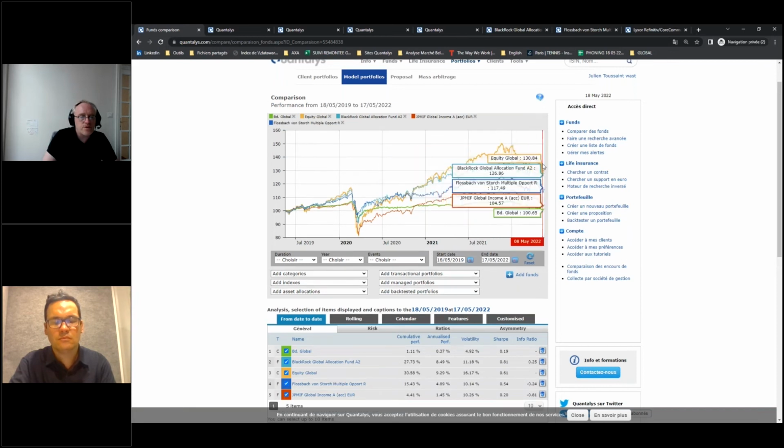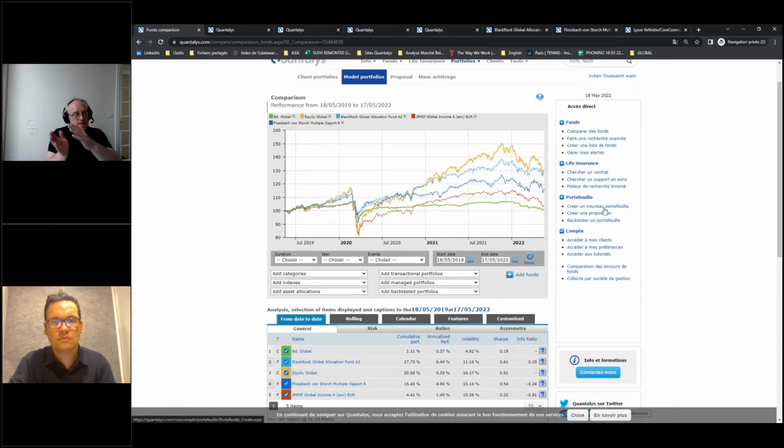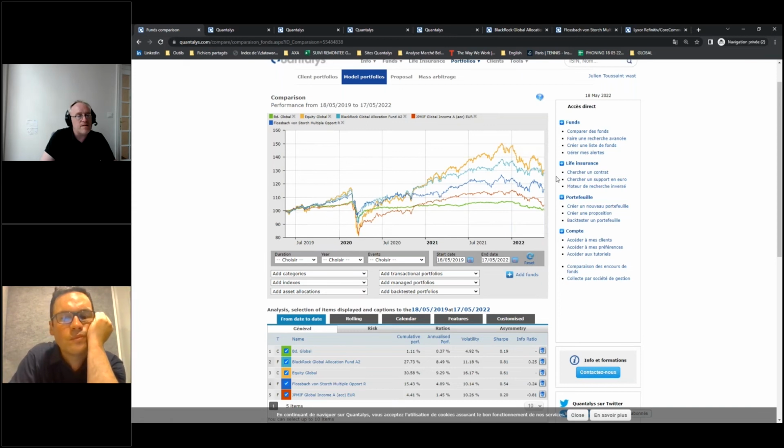And this gives you, I would say, a way to understand how these funds are built, meaning that if they are close to this red line, they are close to the performance of bonds. So you can deduce that they are mainly built on bonds, and on the other hand, the equity category lets you guess, I would say, the composition of the BlackRock Global Allocation.